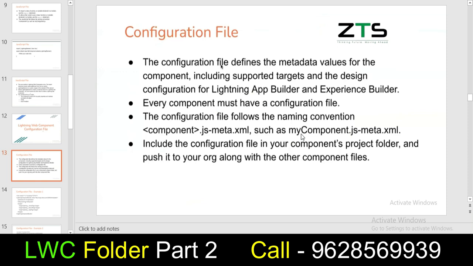I have already explained this in the previous class. Every component must have a configuration file. The configuration file follows the naming convention like component.js-meta.xml, for example myComponent.js-meta.xml. Any type of targets, any type of design, any type of configurations, you can use the meta XML file, including the configuration file in the component's project folder and pushing it to your org along with the other components. You can have one or more targets in the XML file.